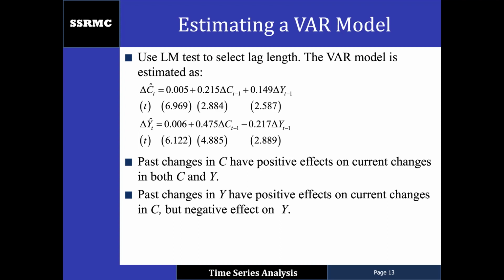So for both models, we have a coefficient estimate for the lag terms of delta C and delta Y. We can interpret the results in this way. Past changes in C have a positive effect on current changes in both C and Y. So we have a positive coefficient loading on delta C(t-1), and that is 0.215 in the first equation. That's the impact of changes in C_t on itself. The second coefficient is also positive, 0.475. That's the impact of changes in C_t on delta Y_t.